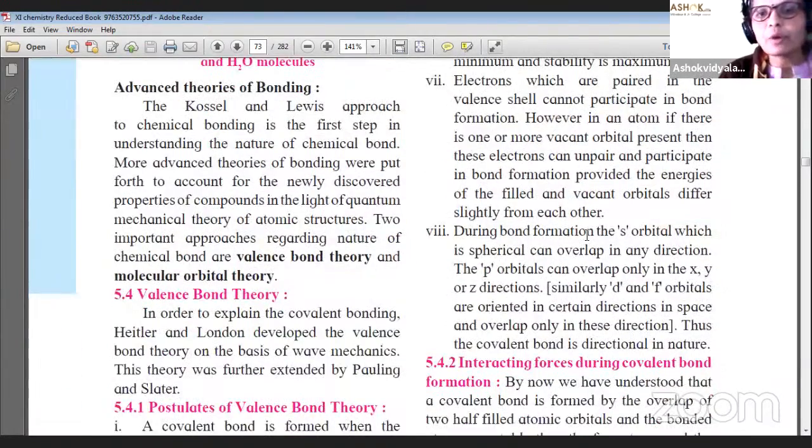During the bond formation, the s orbital is spherical and it can overlap in any direction. But the p orbital has directional character, so it can overlap in the x, y, or z directions. Thus, the covalent bond is directional in nature.